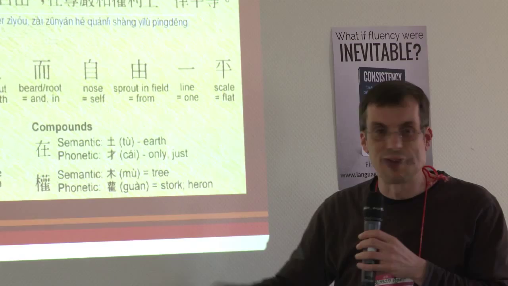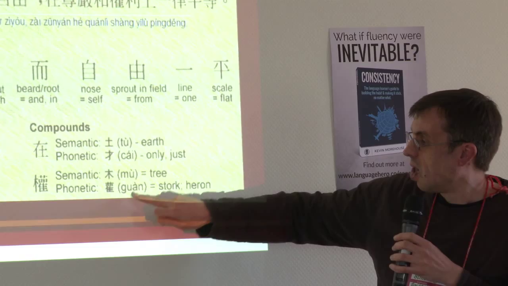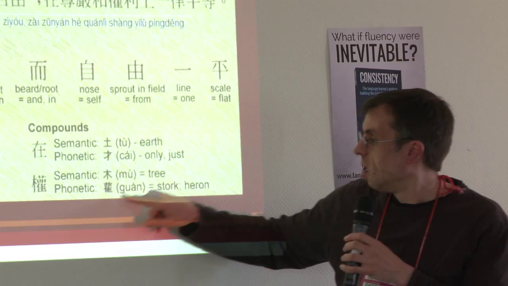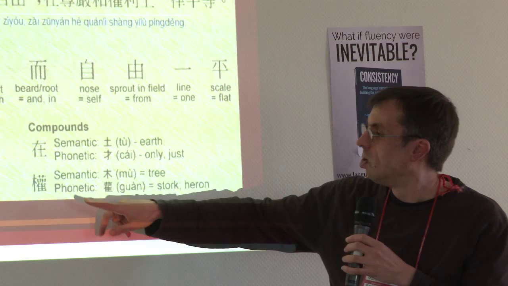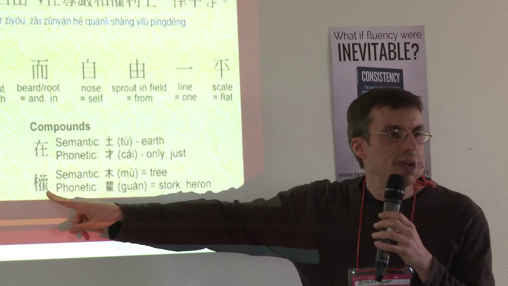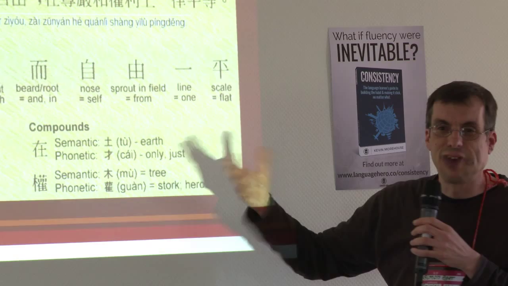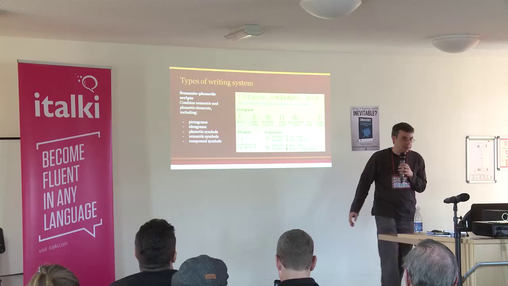So this one combines mu for tree, and guan, which means stalk. So guan is the phonetic here. This one's pronounced quan, so it sounds vaguely like guan, but not very much. And tree, this means, what's this one? What does this one actually mean on its own? Power, authority, yeah. So the tree there doesn't really give you much clue to the meaning of it. So you can see how complex Chinese is.